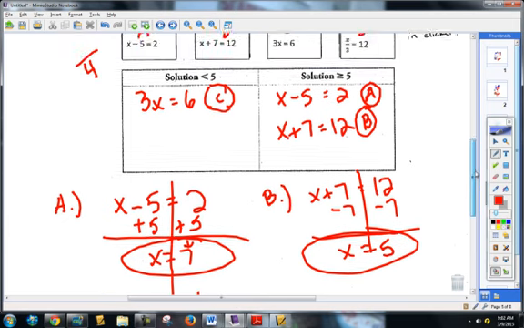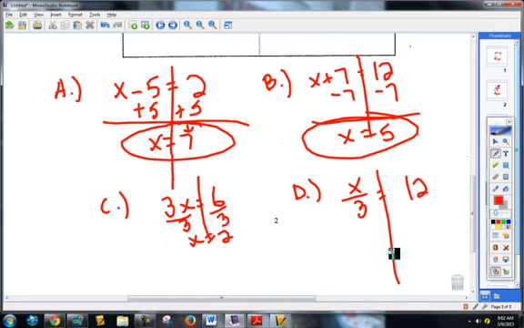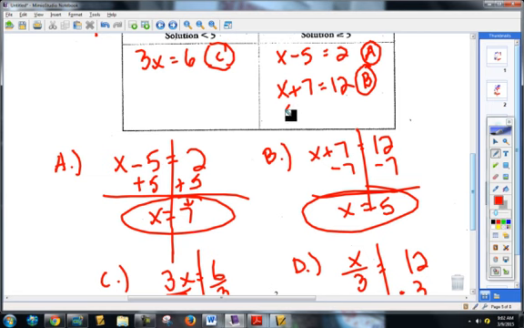Okay, and then we finally have letter D, which is x divided by 3 equaling 12, right? Now we ask ourselves what is happening to the variable, and the variable is being divided by 3, so I need to multiply both sides by 3 to undo that. I learned that x equals 36, and obviously that would go right here. And that would be letter D.